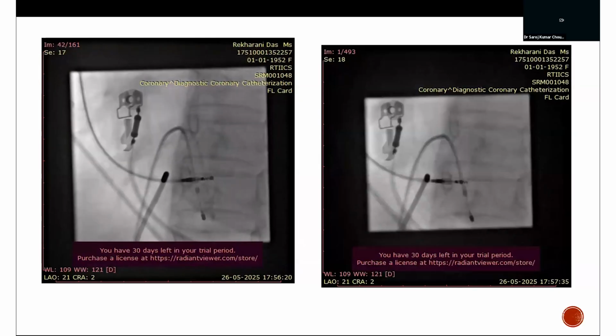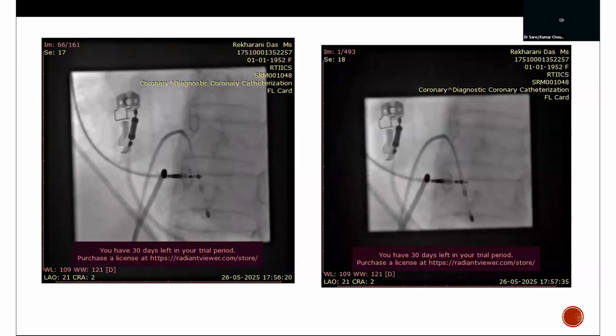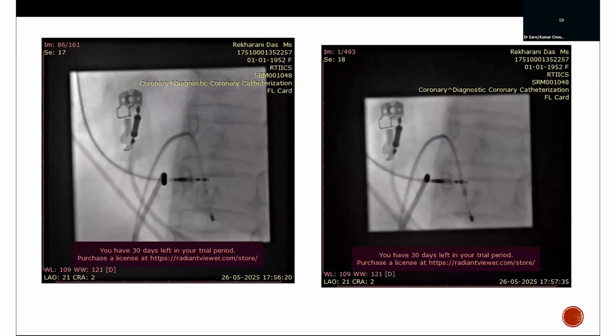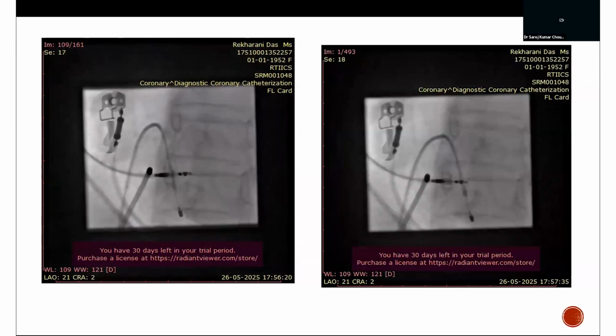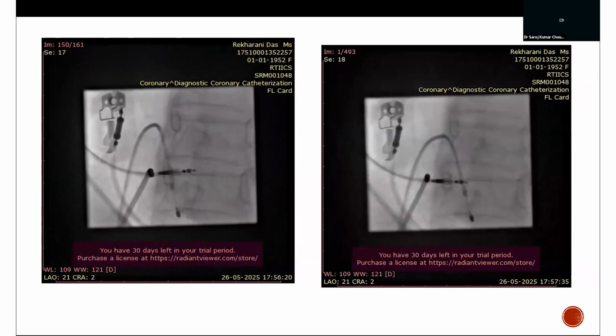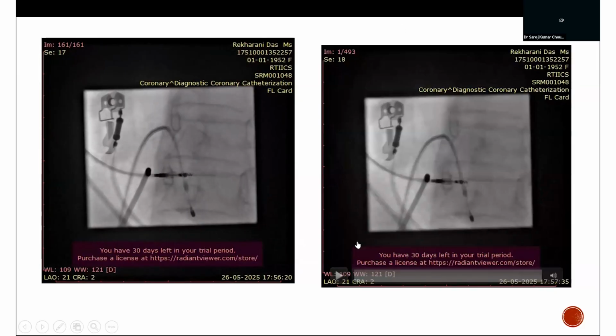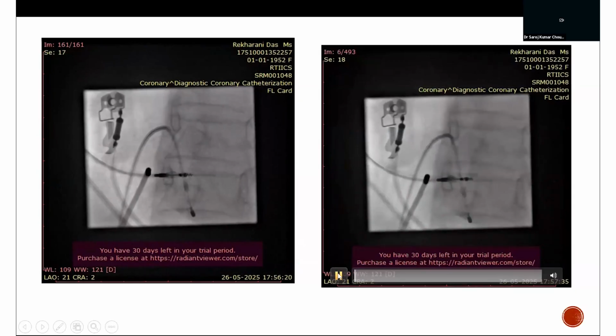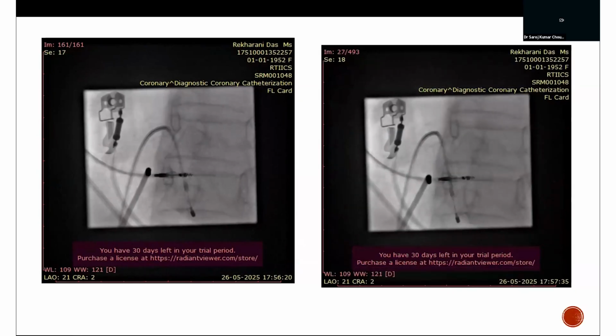So now the lead orientation is checked in the LAO 30 view, and the sheath and the helix are exposed. After the helix exposure, the lead locking tool is placed, and we proceed to screw the lead into the septum. This video shows the screwing of the lead into the septum.